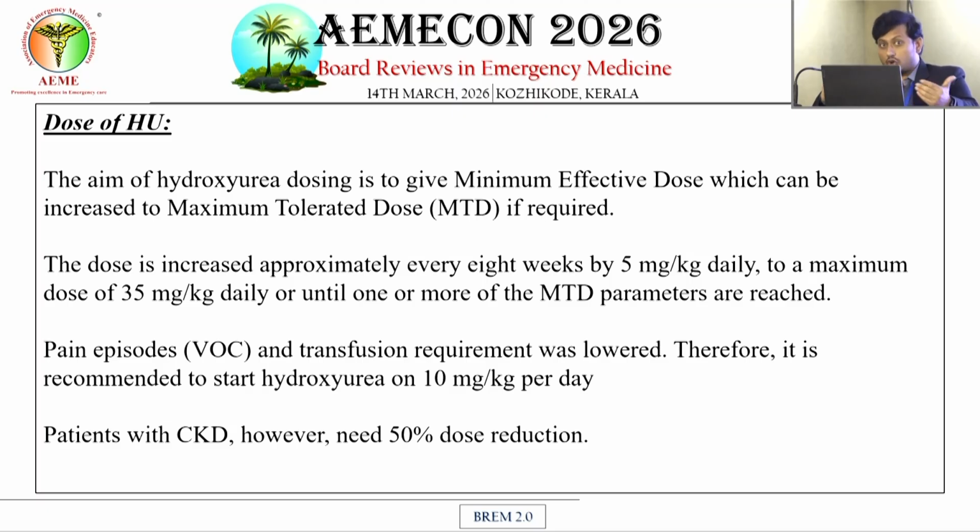If the patient is tolerating it, you can go up to a maximum tolerated dose of 35 mg per kg. You can increase the dose every 2 to 3 months, 5 mg per kg each time, from 10 mg per kg up to 35 mg per kg. Up to that level you can go. And in CKD patients, you have to decrease the dose by 50%.